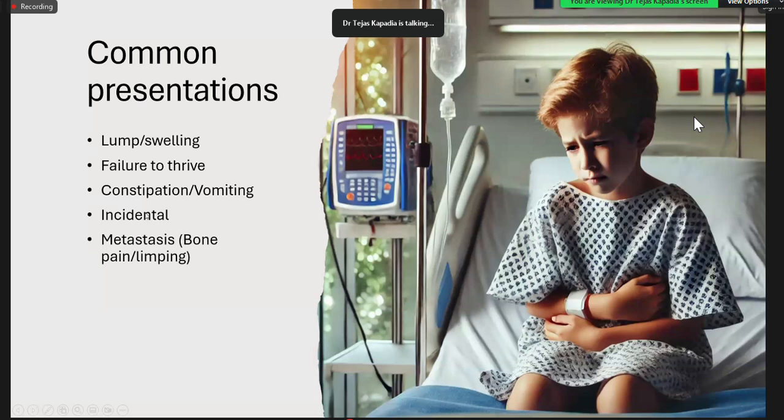And the other less common presentations are in a very young child. They may present with failure to thrive, or something very non-specific like constipation or vomiting. Sometimes it can be purely incidental, and they might present with a metastatic deposit, and that could be the primary presentation. As we go through some of the cases, we will come across some of the common presentations.